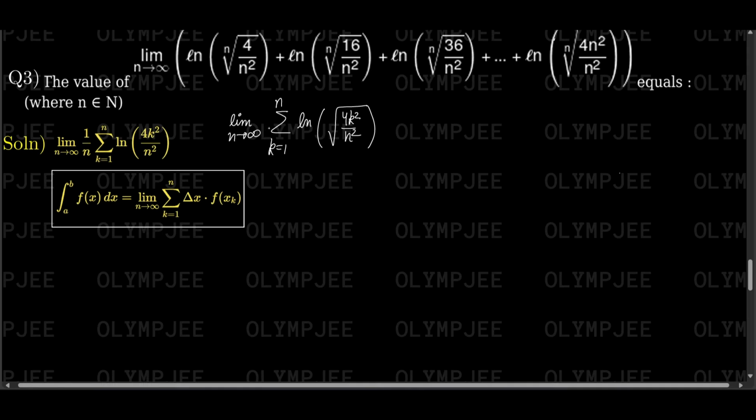Now we know that a property of log is that the exponent can be brought down. So this can be written as 1 by n, sum over k is equal to 1 to n of ln of 4k square by n square, all raised to the power 1 by n.